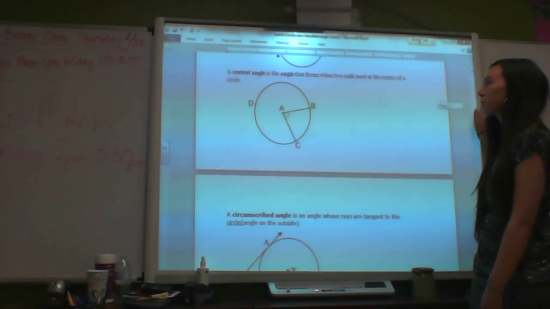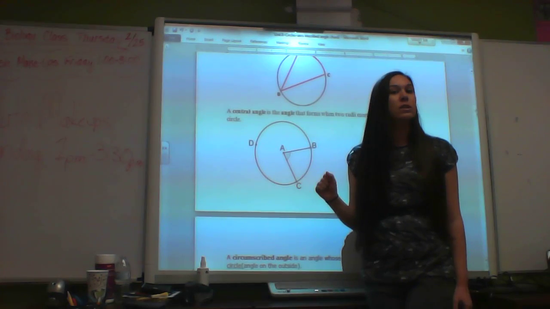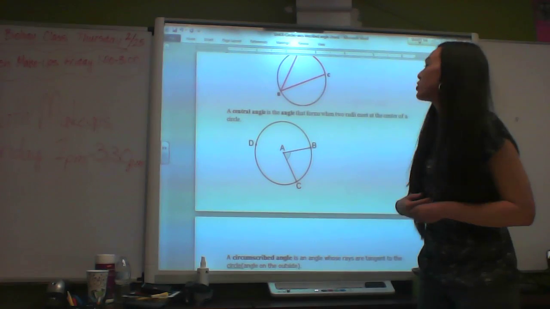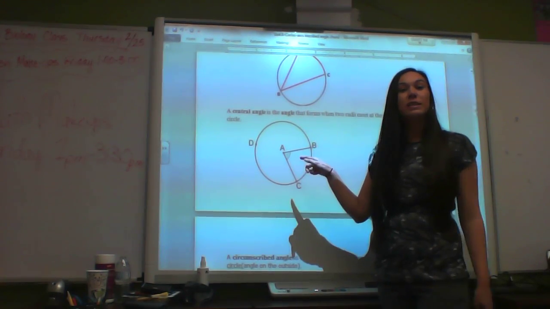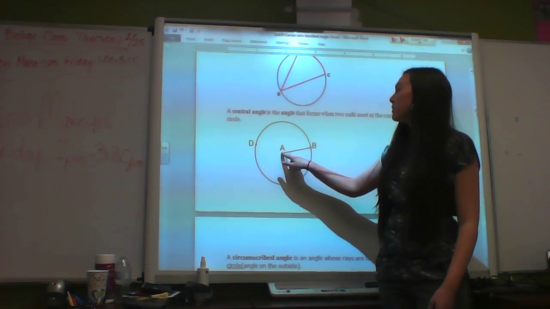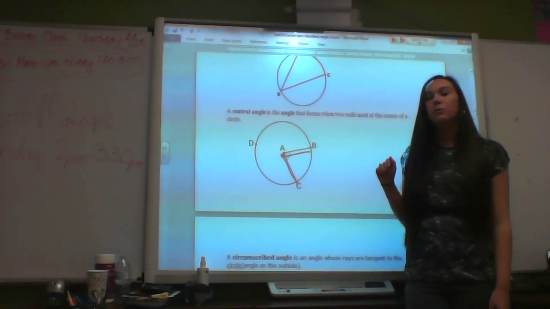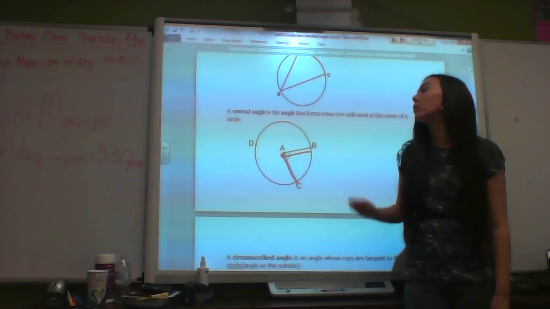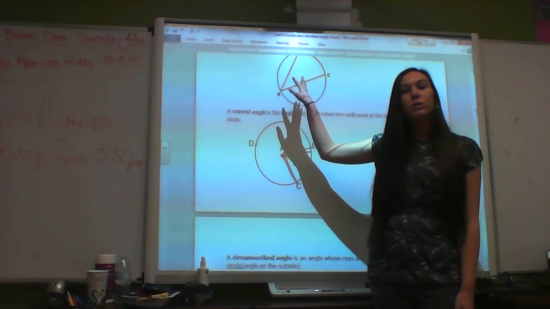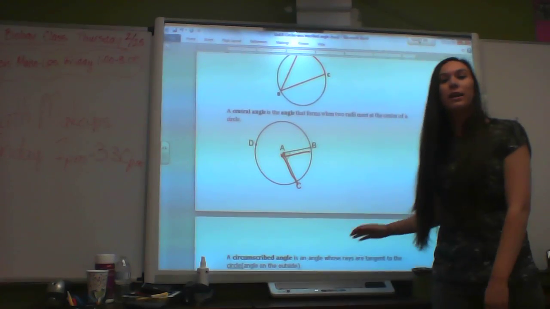Next one. A central angle. So what does the word central sound like? Good job, center. So a central angle is an angle that's inside my circle that comes from the center, right? So you can clearly visualize here. Here's the center of my circle, and an angle that comes from the center. This is a central angle. So far we have inscribed angles, angles inside, and central angles, angles from the center. We're going to learn about another kind.